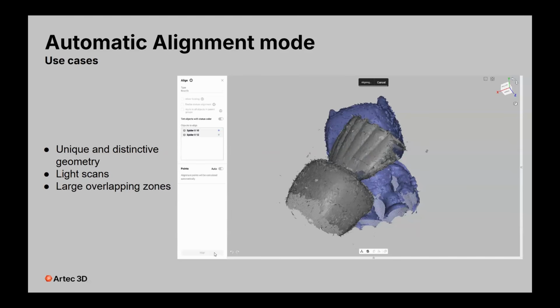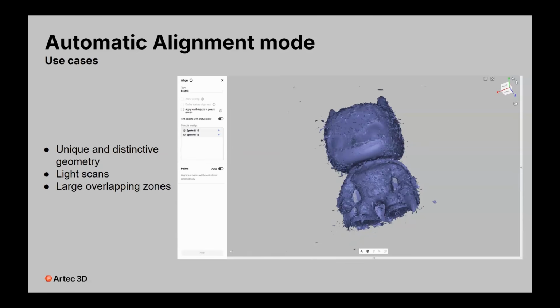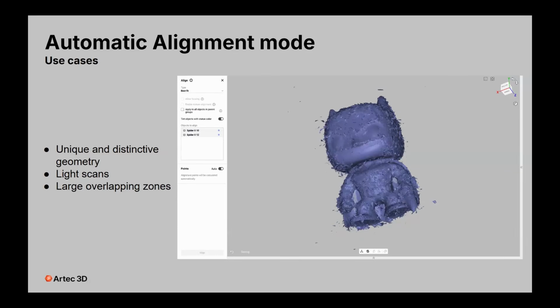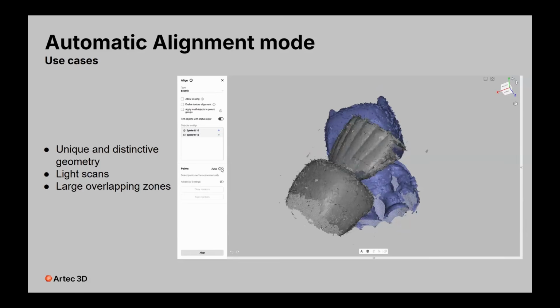Your light scans need to have unique and distinctive geometry. So in case you're trying to align completely symmetrical objects with this mode, it won't work. Finally, there should be large overlapping zones between your objects. So of course, there should be large overlapping zones ideally in every scenario, but here it's of the highest importance because the software needs to have enough overlapping areas to do the comparison between them and to join them properly.